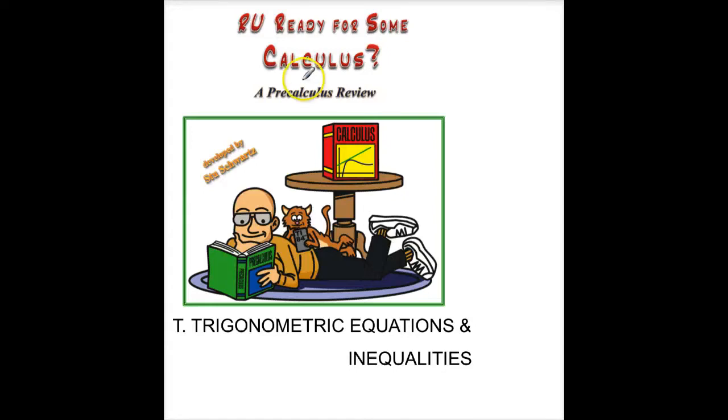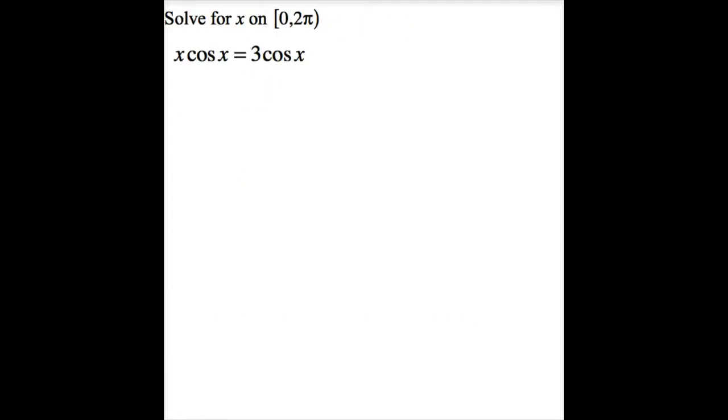Trig identities and inequalities have special pitfalls because you're going to want to try to divide out things, and you can't do that. If I were to just divide out cosine of x, then I would get x equals 3. But that is incorrect because on this domain from 0 to 2 pi, cosine x is 0. So never divide out. That's just a good practice.